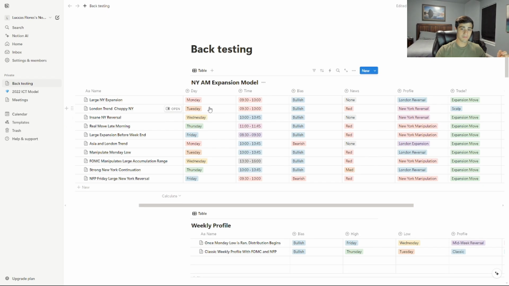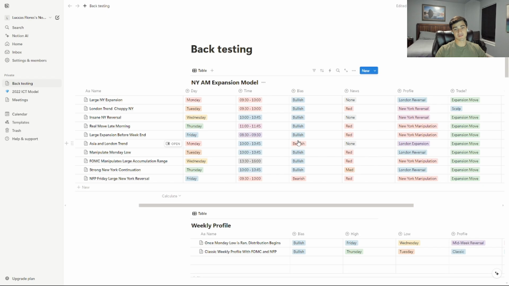So a lot of what I do is studying the weekly PO3 and daily PO3s. So for the weekly PO3, I want to record what day of the week that I'm backtesting. Is it a Monday, Tuesday, Wednesday, Thursday, Friday? That's it. And then of course I want to record what time does the setup occur? What time does the real expansion move in the New York morning session occur? Because that's the time that I need to focus on to go in and find my entry model.